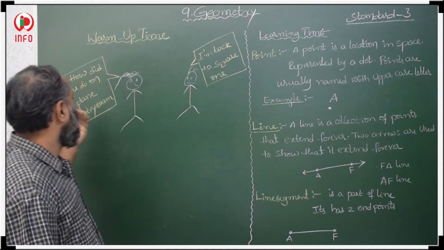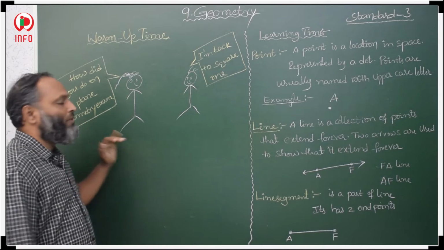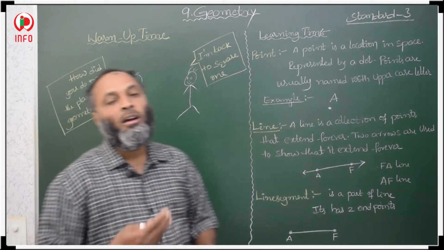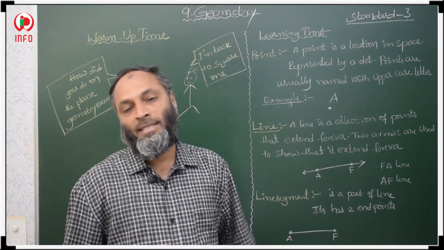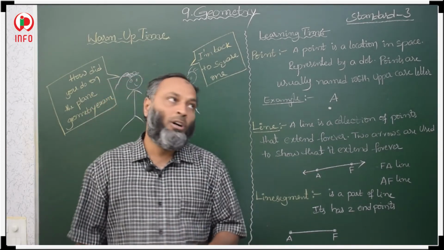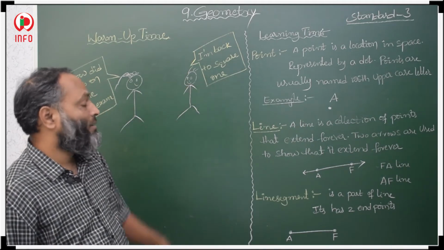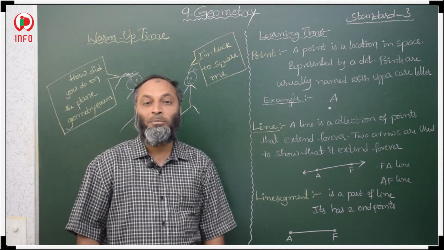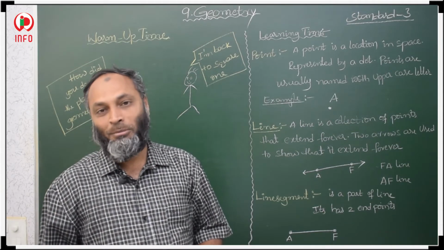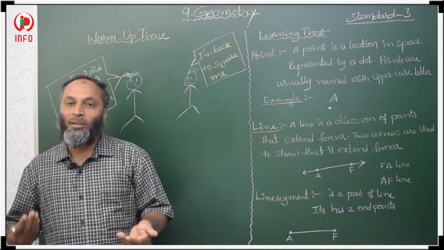So how did you do on the plane geometry exam? She is asking how you did your plane geometry exam. And what is he saying? He is saying, I am back to square one. Square one means what? He is back with the question paper. After the examination, we are back with our question paper.